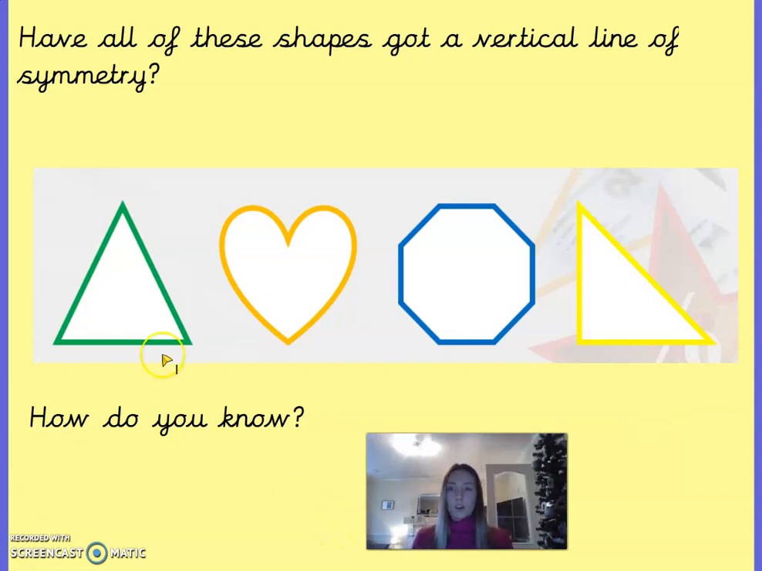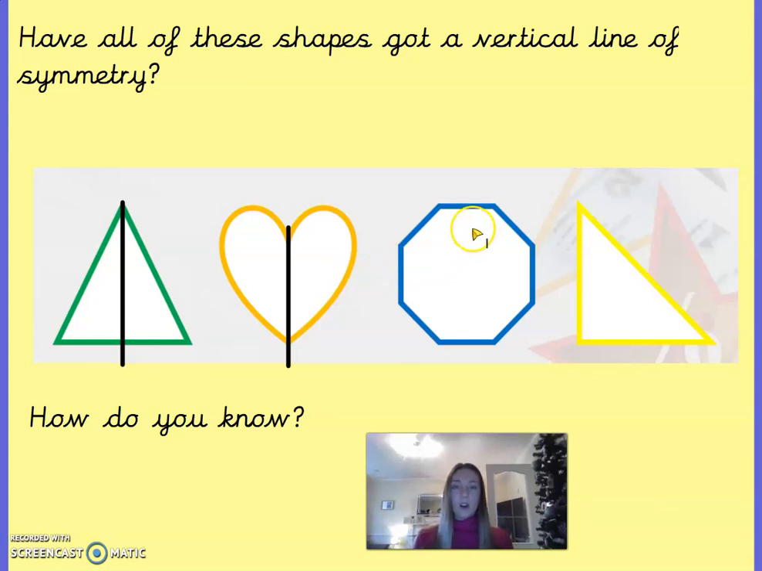Okay, let's start with our triangle. So I'm going to start in the middle. Remember, we're still looking at vertical lines. I'm going to start at the top of my triangle. Has it got a vertical line of symmetry? Yes. Let's look at this heart shape. So I can see the middle of the heart is here, and I'm going to draw my vertical line of symmetry down the middle. And I can see it's the same on both sides. So I know it is symmetrical. It has got a vertical line of symmetry.